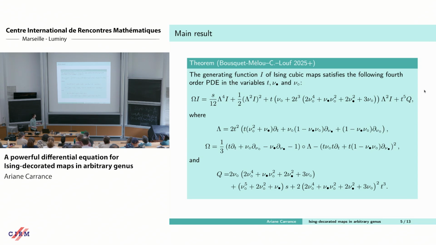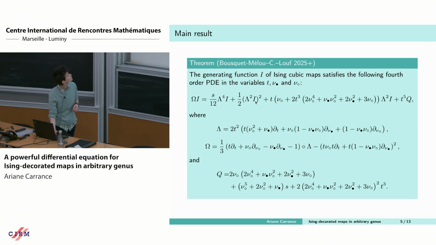And apart from this, you see that it's a fourth order PDE that is not linear because you have a term of degree 2 here. Another interesting feature is that even though our generating function is symmetric in u black and u white, this equation is not. And it doesn't seem to be easy to find a symmetric equation. The exact definition of the different terms is not super important, but there are some properties that I will use later on.